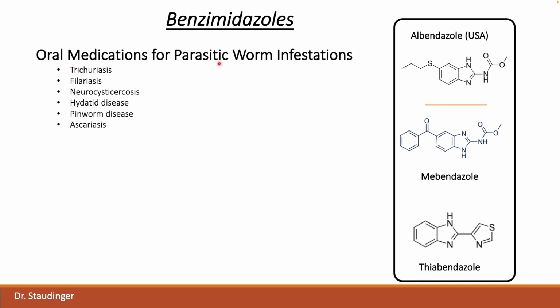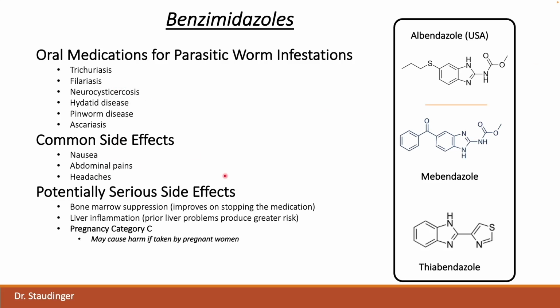Albendazole is an oral medication for parasitic worm infestations of the type shown here. There are common side effects: nausea, abdominal pains, and headaches. There are potentially serious side effects to include bone marrow suppression, although this improves on stopping the medication, and liver inflammation. Patients with prior liver problems have a greater risk of having liver inflammation. This drug is a pregnancy category C. It may cause harm if taken by pregnant women. It was developed in 1975 and is on the WHO's list of essential medicines.